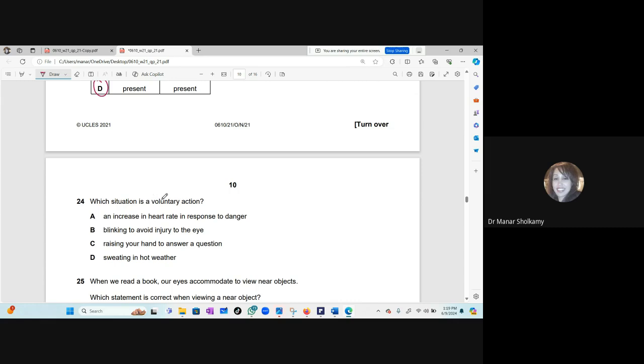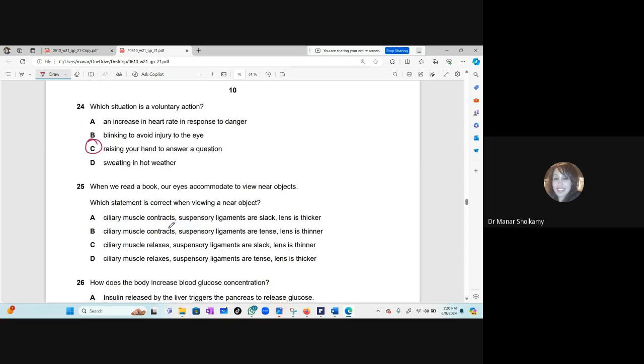Which situation is a voluntary action? An increase in heart rate in response to danger, blinking to avoid injury to the eye, raising your hand to answer a question, or sweating in hot weather. Voluntary means C. You can control or you cannot control? You can control. Yes, correct. Well done. Okay, 25. Very good. We're doing a very good job.